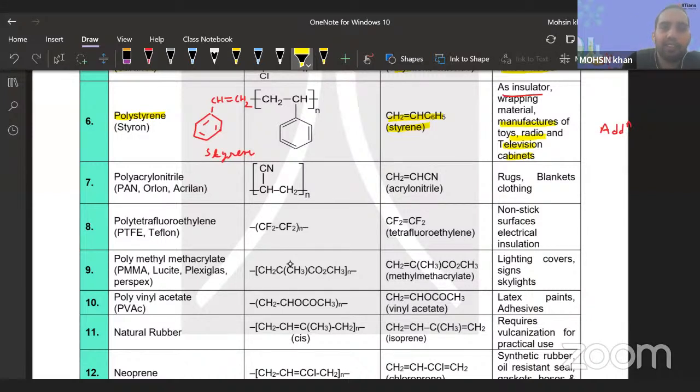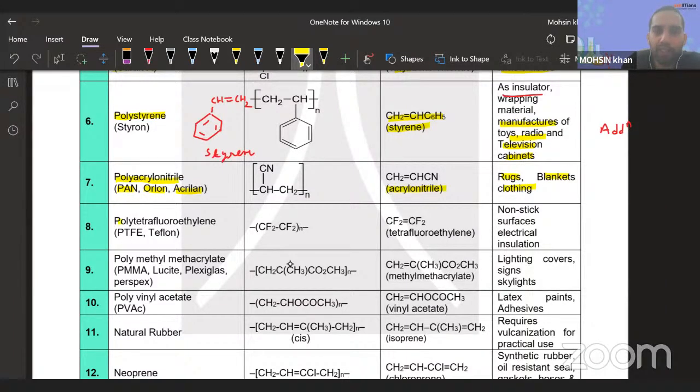Next, we have polyacrylonitrile. In short, it is also known as PAN. It is also known as Orlon or acrylic. These are the other names of polyacrylonitrile. Here, the monomeric unit is acrylonitrile, CH2CHCN, and we get the polymer from it. It is used in rugs, blankets, and clothing material.